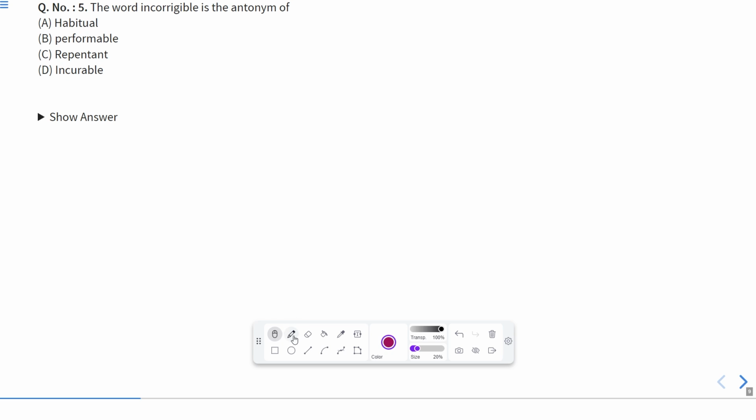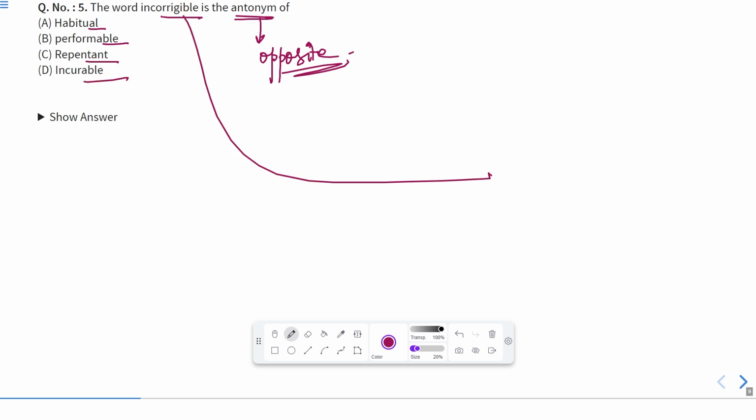The next question is, the word incorrigible is the antonym. Antonym means opposite. So we have to tell which is the opposite of the word incorrigible. Habitual, performable, repentant, or incurable. Now, incorrigible means which cannot be improved. So if someone is incorrigible, it means he cannot be improved. Now if this is like which cannot be improved, it means incurable. It means which cannot be cured. This can be the synonym, not the antonym, but they are asking about the antonym or the opposite word.